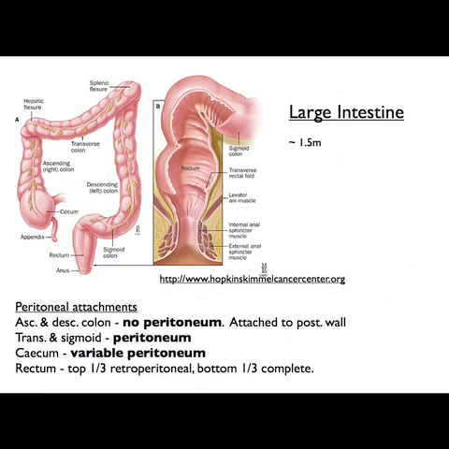The top third of the rectum is retroperitoneal, and the bottom is completely peritoneal. And the middle third is 50-50. It changes as you go down.